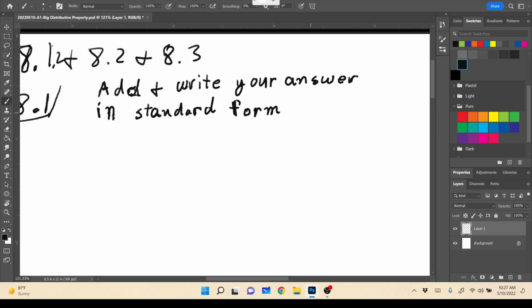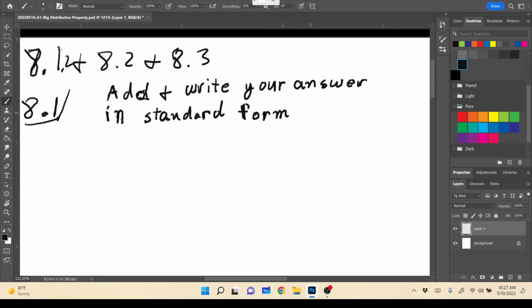True facts. Add and write your answer in standard form. What we need to know about standard form for a polynomial is that it means in descending order.